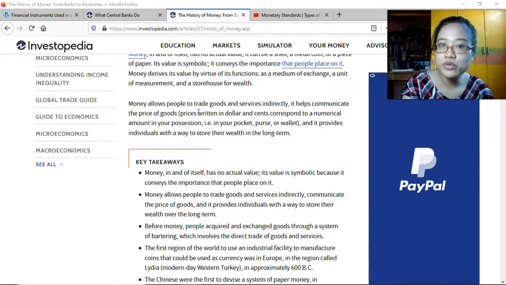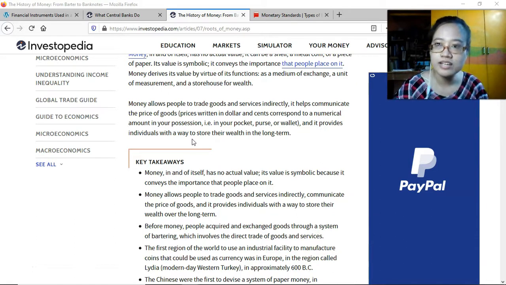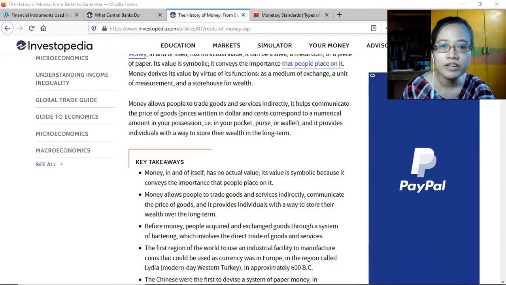Money allows people to trade goods and services indirectly. It helps communicate the price of goods. Prices written in dollars and cents correspond to the numerical amount in your possession, in your pocket, purse, or wallet. And it provides individuals with a way to store their wealth in the long term. So if you don't want to spend your money, you can just save it, put it in your wallet, in a piggy bank, or in the bank, and later on, if you want to use it, you can take it out and use it still, and it would still be acceptable.